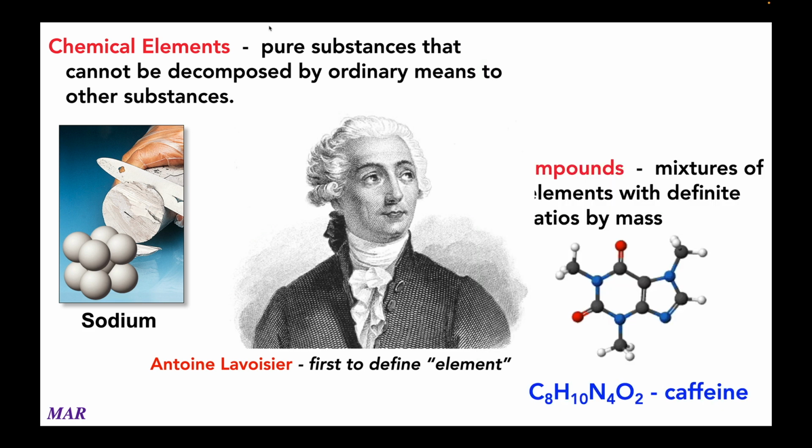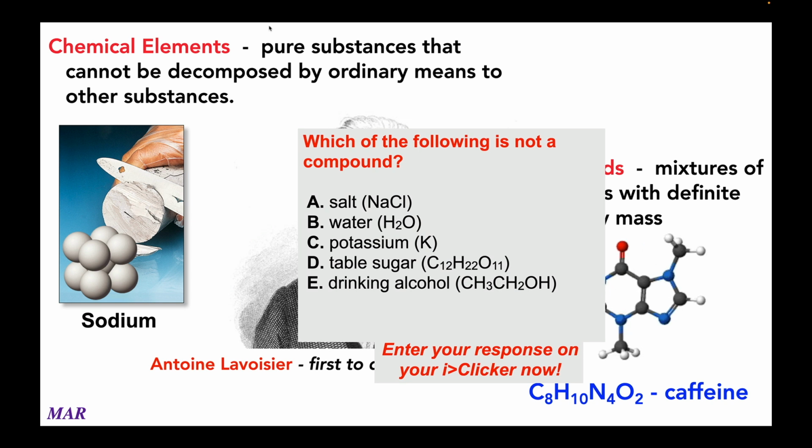But for right now, I'm just going to give you some sample questions and you can think about it. It says, which of the following is not a compound? If you look at those choices right there, one of them is not a compound. Remember, a compound is when you have a mixture of elements in definite ratios.